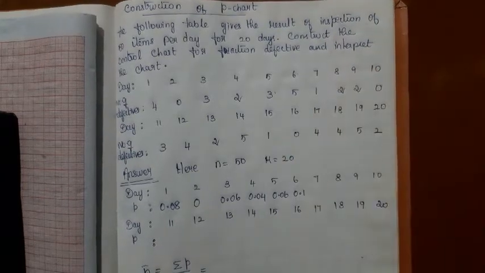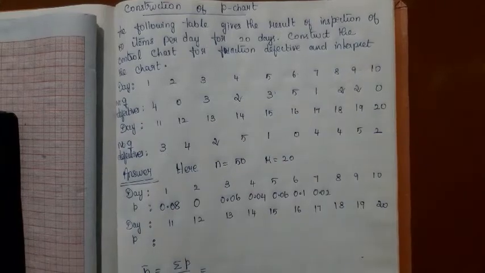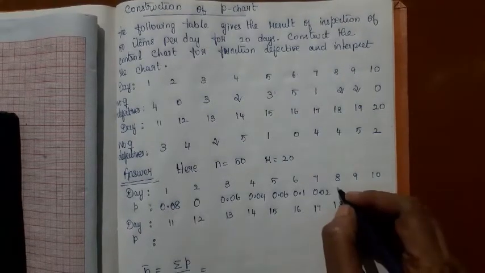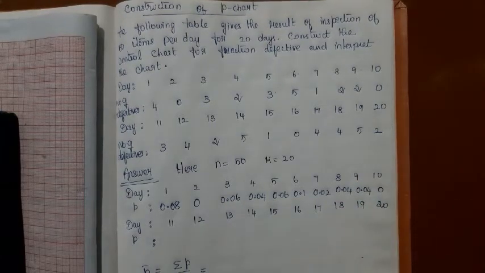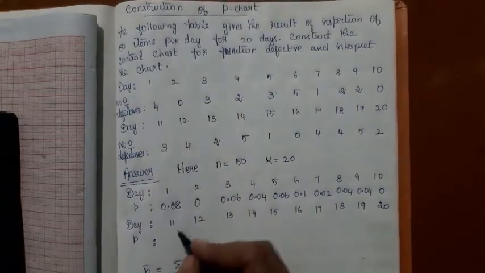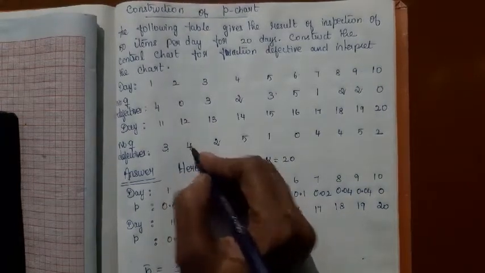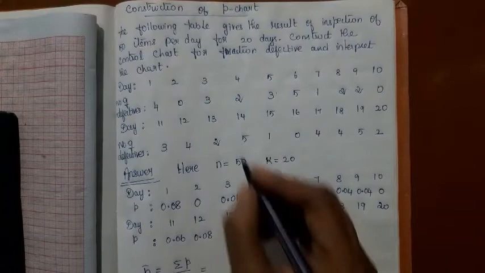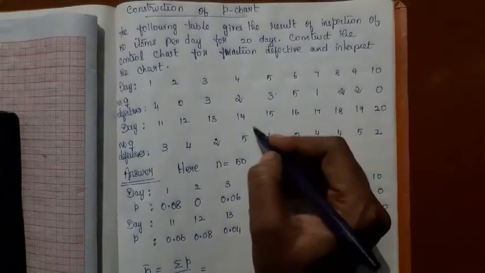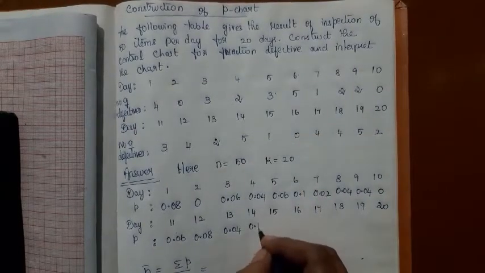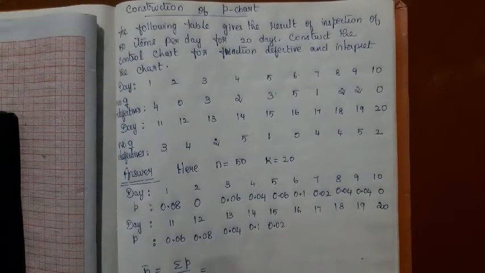On seventh day, it is 1 divided by 50. On eighth day, it is 2 divided by 50. On ninth day also, it is 2. On 10th day, it is 0. Now again, on 11th day, it is 3. On 12th day, it is 4 divided by 50. On 13th day, it is 2 divided by 50. On 14th day, it is 5, so 0.1. On 15th day, it is 1, 0.2.